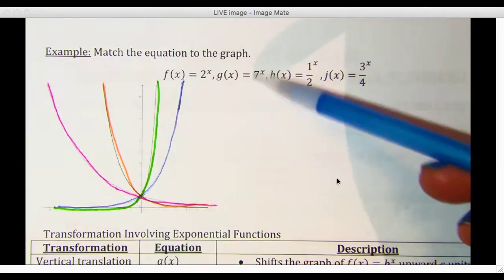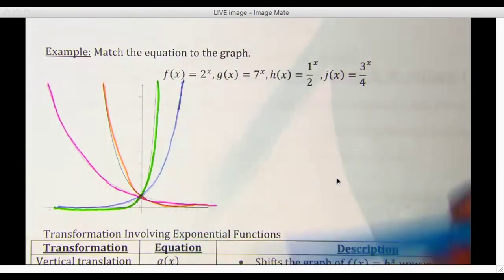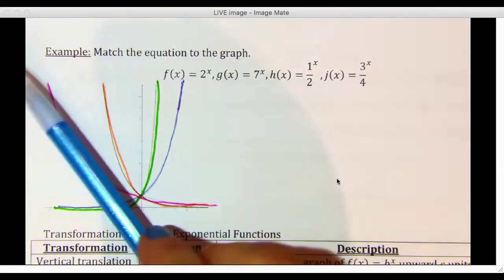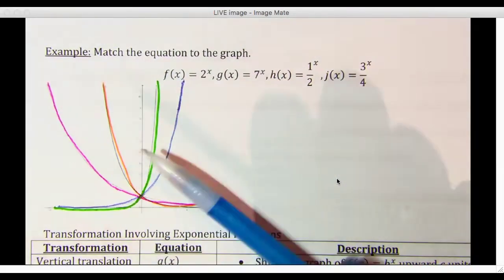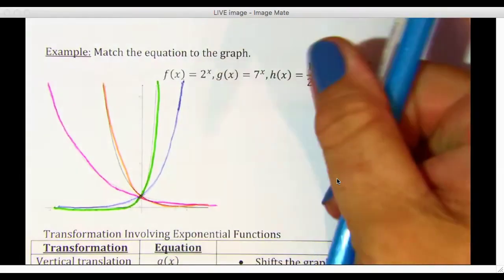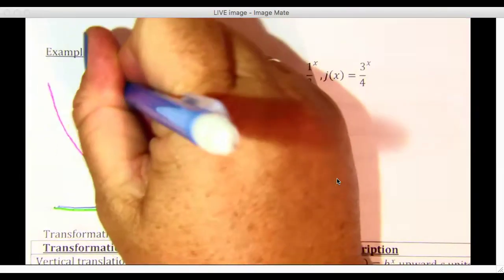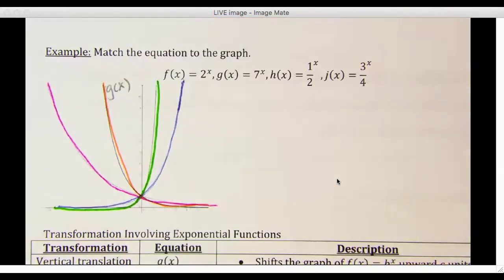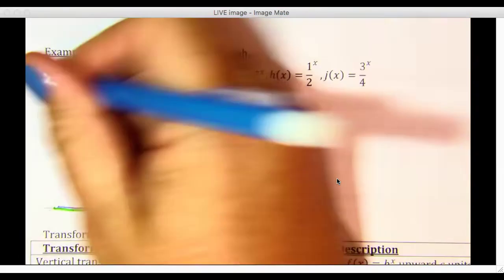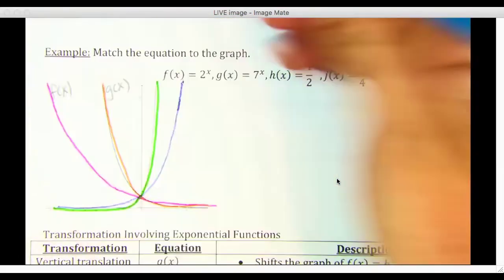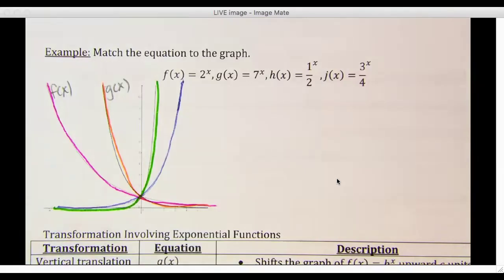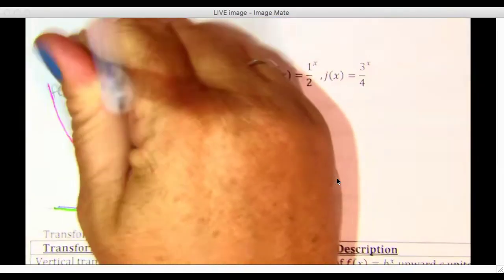Now, the larger your base, the steeper your graph. So 2 is smaller than 7. 2 is going to be a flatter graph than 7 to the power of x. And so I know that this orange function here is g of x. That is the steeper function. And then 2 to the power of x, f of x, is this flatter one. Oh, you know what? I switched these around. I'm sorry. These are the decay functions.